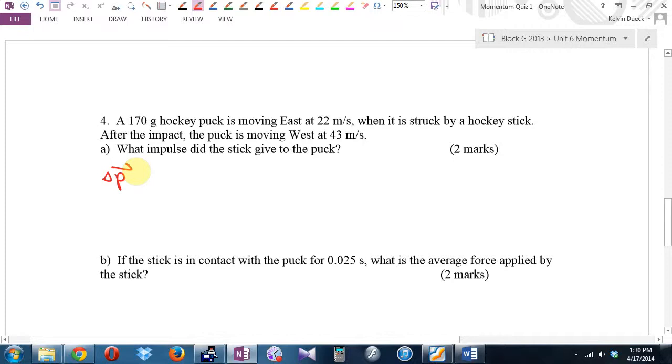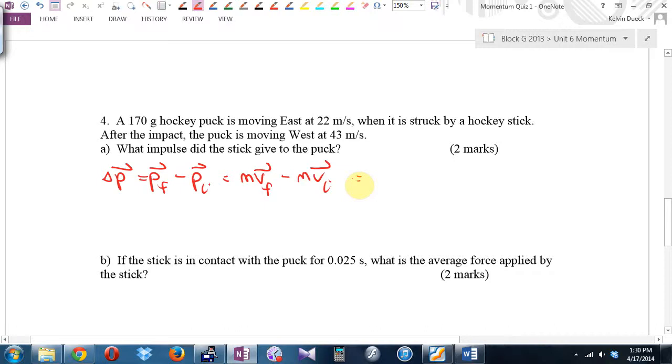Speaking of impulse, okay. Oh, you know what? I don't think I'm going to go force times change in time because they didn't give me a force or a time. In fact, in part B, they're asking me for the force. I think, Halen, I'm going to go final minus initial. It's going to be mv final minus mv initial.